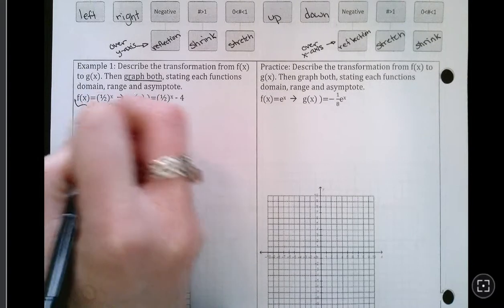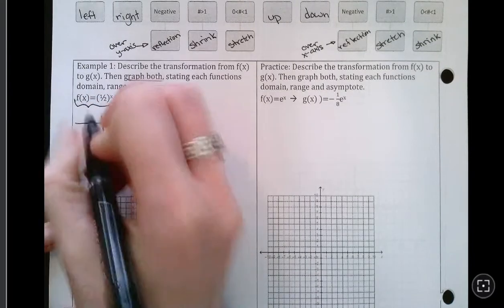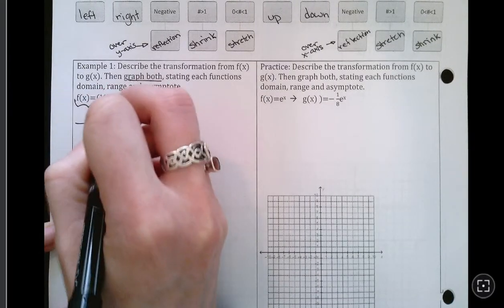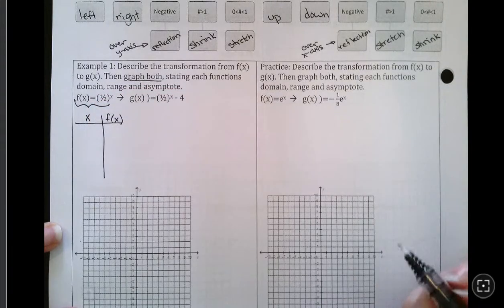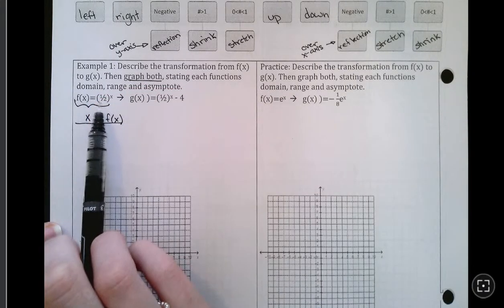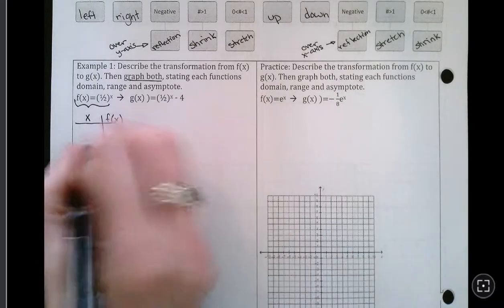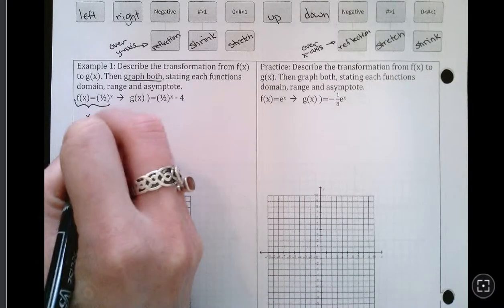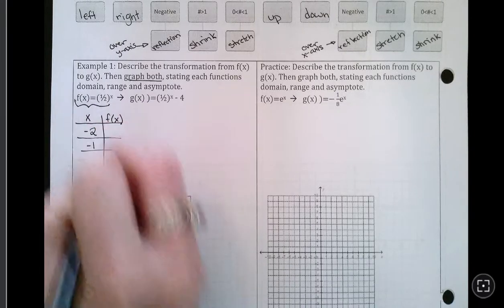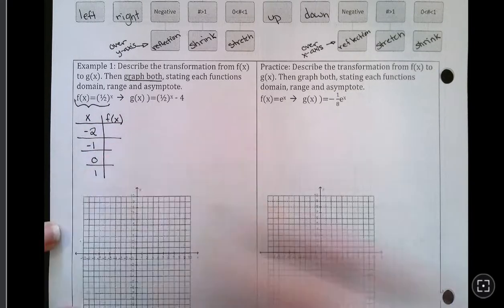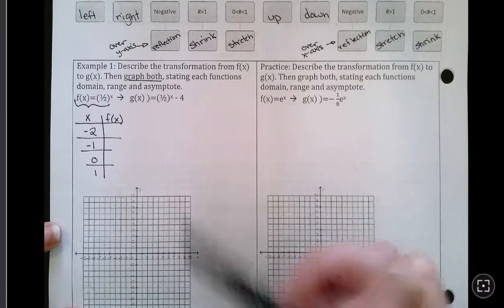So first thing, I'm going to plot some points, so I'm going to make a table of x and f of x values. Because our base is a fraction here, this 1/2, and it's smaller than 1, I'm going to go ahead and start my x values at -2. Do -1, 0, and 1, but remember, you could pick any x values as long as you can actually plot them on your graph.